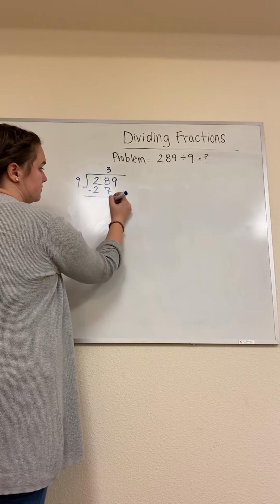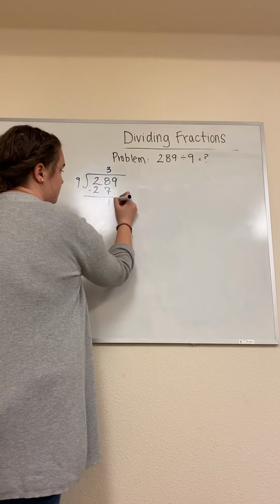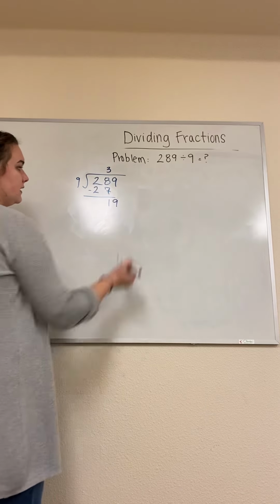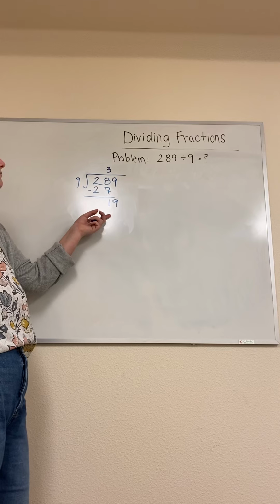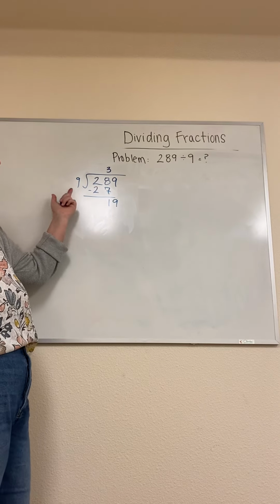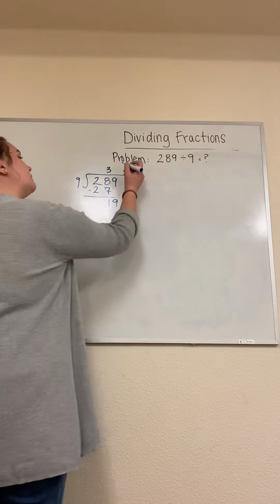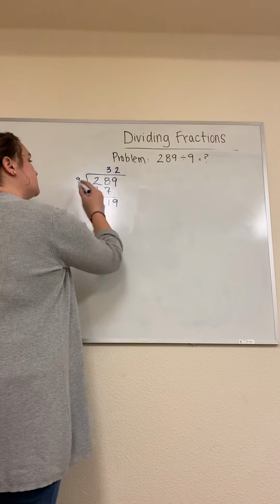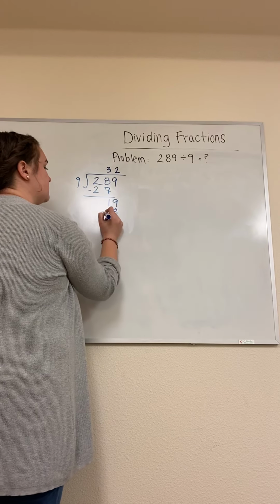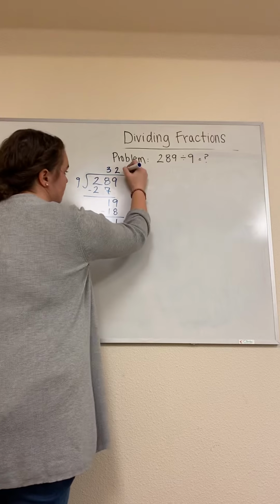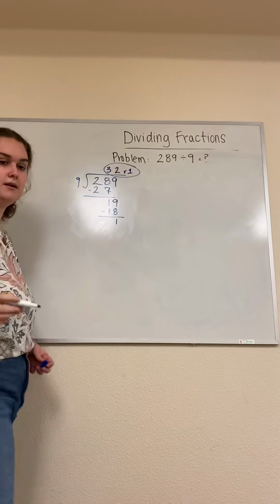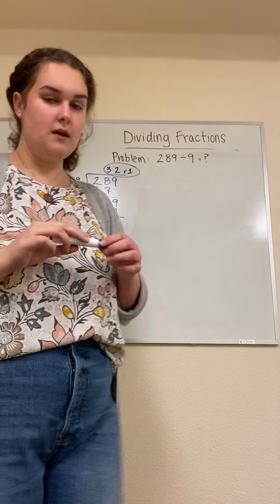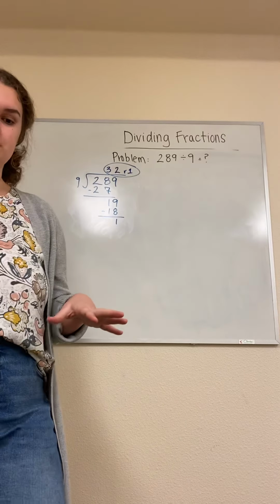So you then subtract, you get 1, you bring down the 9, you have 19 left, and you're trying to see how many times 9 fits into 19. That would be 2 times, because 9 times 2 is 18. You subtract that out, you have 1, and we have a remainder of 1. And that is our answer. But there are some other ways to do this.